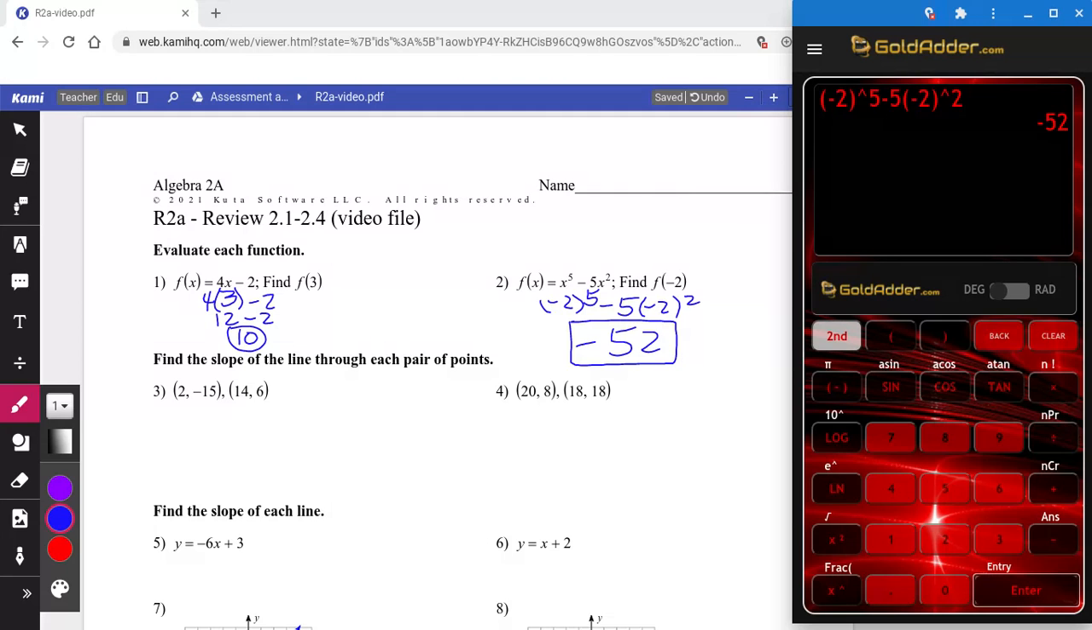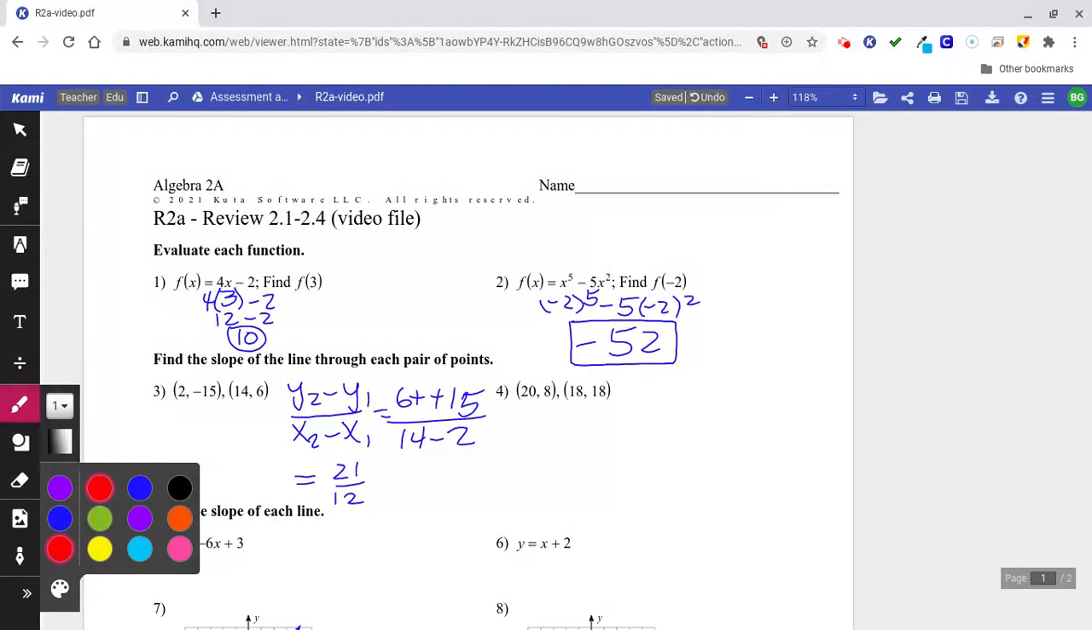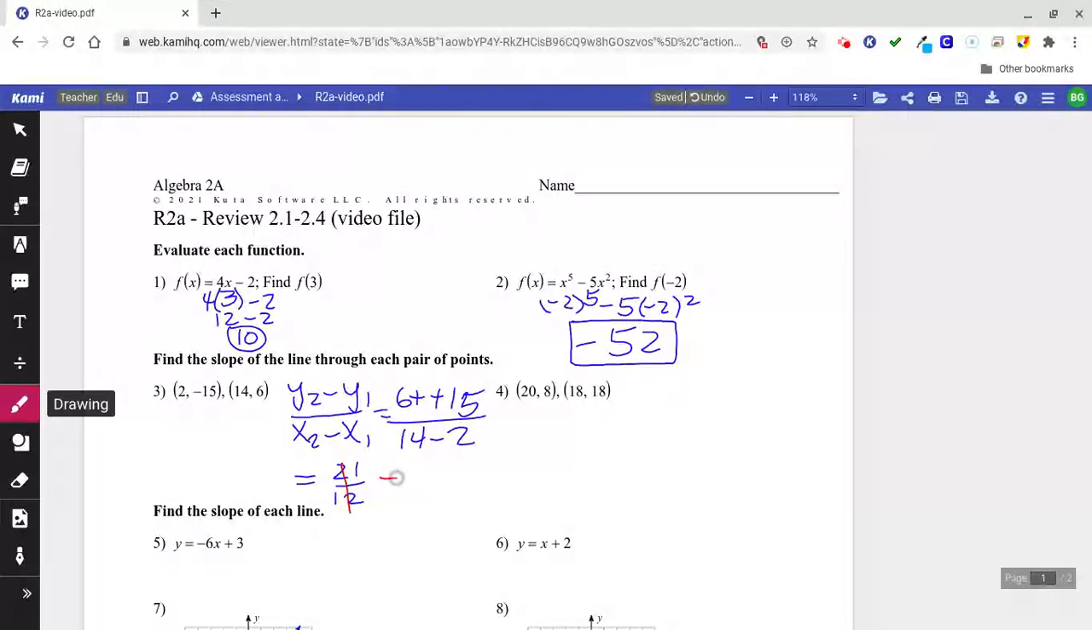Next, find the slope. This is where we'll need our slope formula, y2 minus y1 over x2 minus x1. I think we're pretty good at that now. The second y minus the first y over the second x minus the first x. 6 plus 15 is 21. 14 minus 2 is 12. We can reduce. Both of those are divisible by 3. So reduce that, divide by 3, you're going to get 7/4.